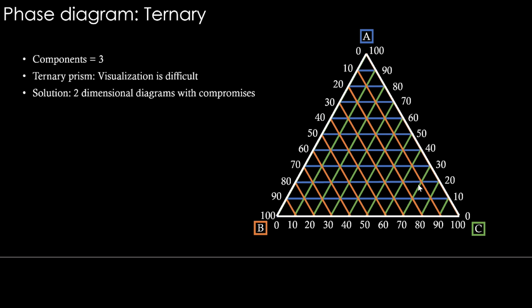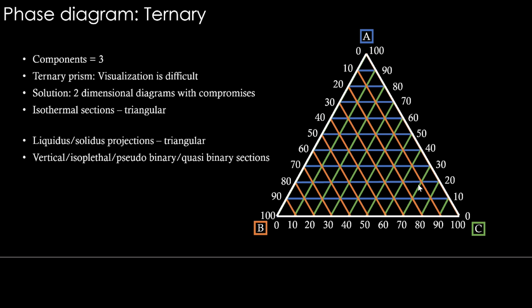So obviously, the solution for this is two-dimensional diagrams with some compromises. That is isothermal section. It's a triangular diagram like this. We can also plot something called liquidus or solidus projections. They are also triangular in nature like this. And we can plot vertical section or isoplethal sections, pseudo-binary, quasi-binary sections. So these are all with the perpendicular axis.